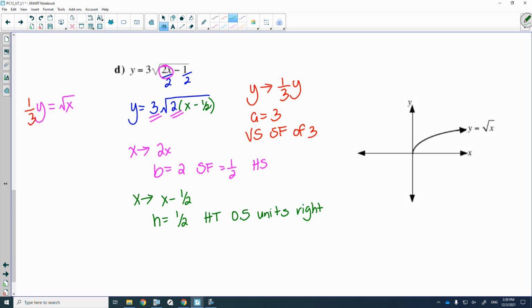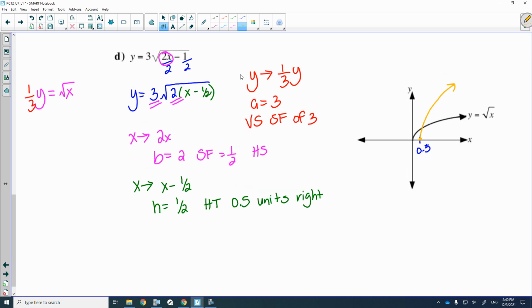If you were to graph this, what the new graph would look like, this would be 0.5 because it's going to go 0.5 units to the right. And after the two stretches, the graph would look something like this. So you then have to answer what's the domain and range of that graph.